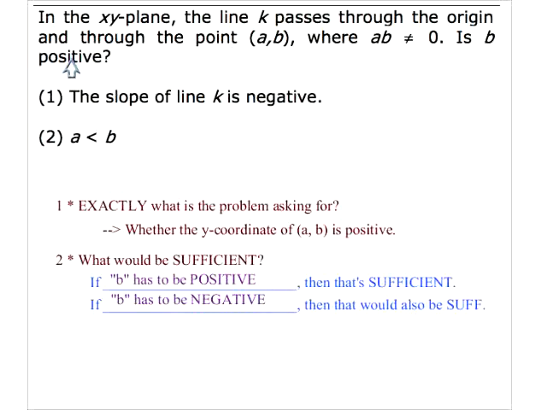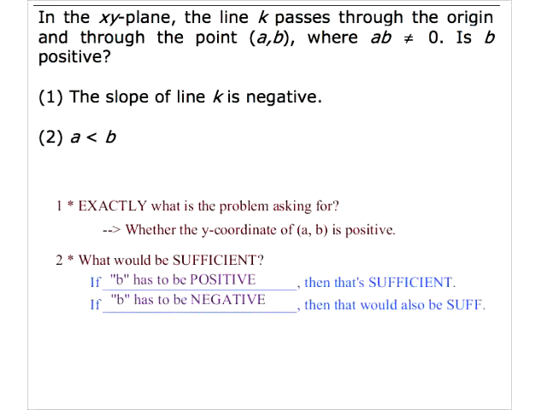The question says this. Make sure you can immediately say that sufficient means either this has to be positive or this has to be negative. You have to figure this out before you look at any of the facts in the problem, because you have to make sure that you understand what it is you're trying to find. Okay. Questions so far about this? If it can be, yeah, but if it has to be positive, then that would be sufficient.